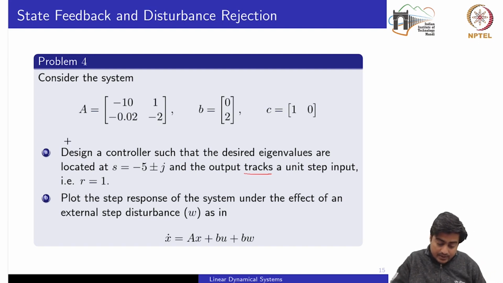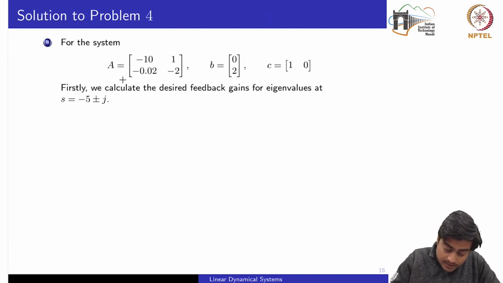Okay, so first we will deal with this part A, where we want to place the desired eigenvalues on the left hand side, and the output should track a unit step input, which is r is equal to 1. So for the given information A, B, C, we can calculate these eigenvalues. We can calculate the desired feedback gains for the eigenvalues. And there are a number of methods we had discussed, because again this is a single input controller design. So you can use either of the design method, either the eigenvalue assignment approach or the Lyapunov design based approach.